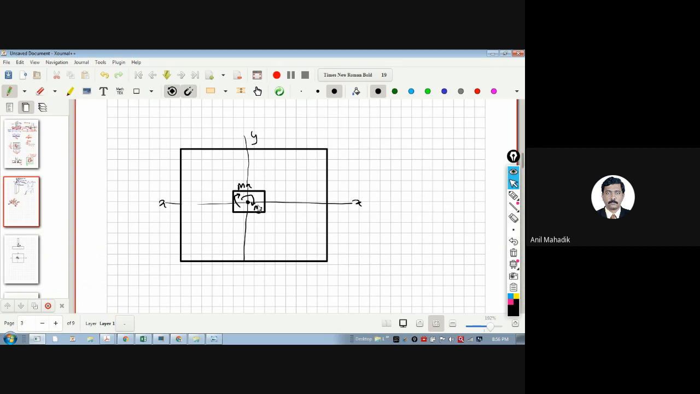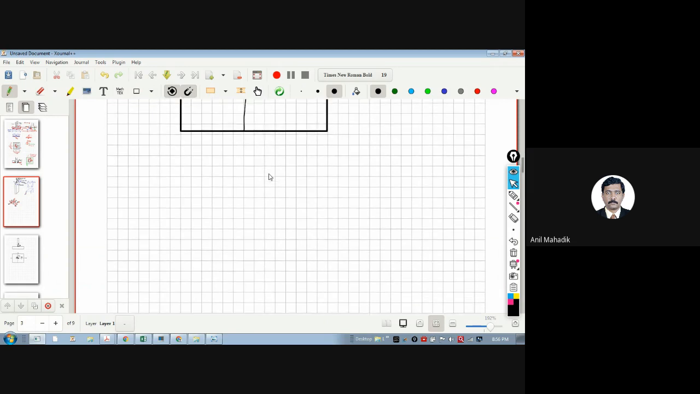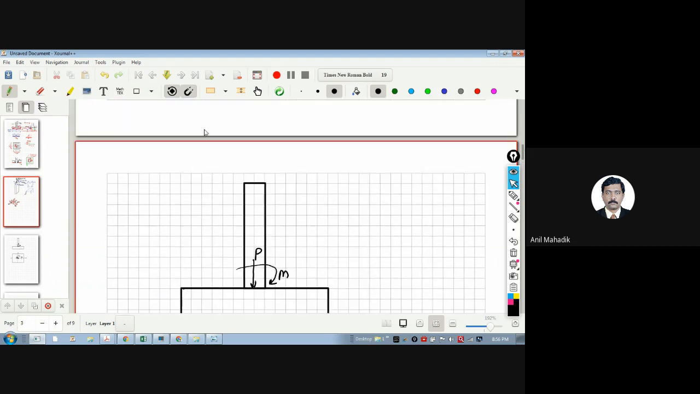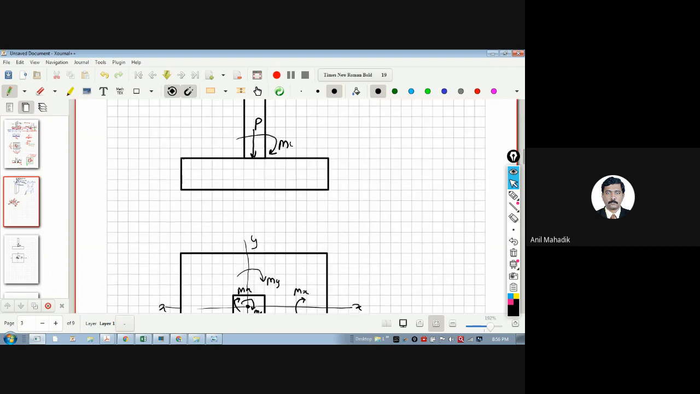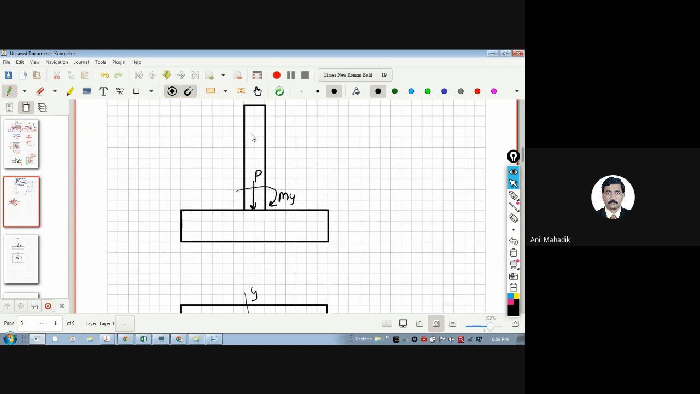So tell me what will happen due to this my. For understanding, I'm just showing this my here. Actually it is coming on the column and then it will transfer on the footing. So what will happen to this moment? So as I showed you this my. So what will happen due to the axial load? Tell me. Due to the axial load, uniform distribution of load.